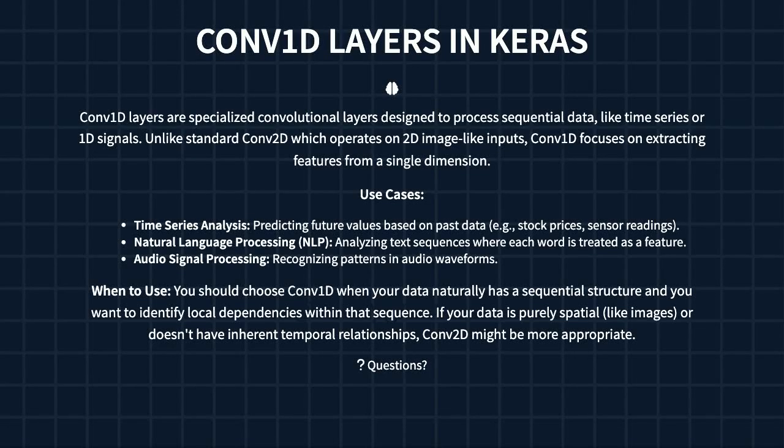Let's talk about convolutional layers in Keras. Think of them as convolutional filters specifically built for processing data that's arranged in a single dimension, like a sequence. They're really handy when you're dealing with things like time series. Imagine predicting stock prices based on past trends, or even analyzing text where each word is a distinct element. Essentially, they help you find patterns and features within those sequences. You'd use them when your data has an inherent order or temporal relationship. If it's just spatial information like in an image, then 2D convolutional might be a better fit.